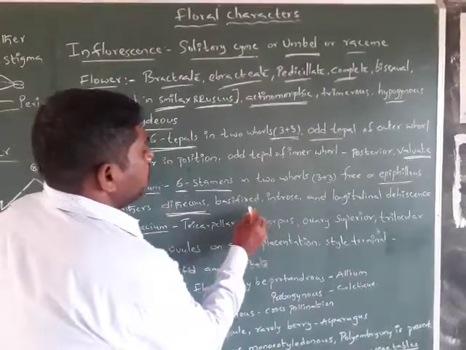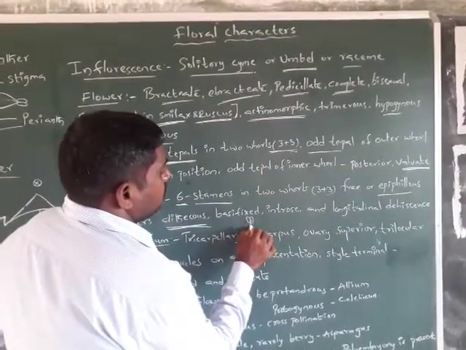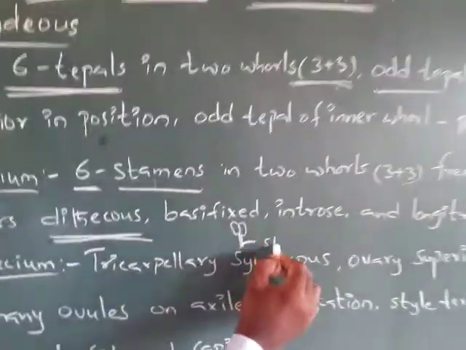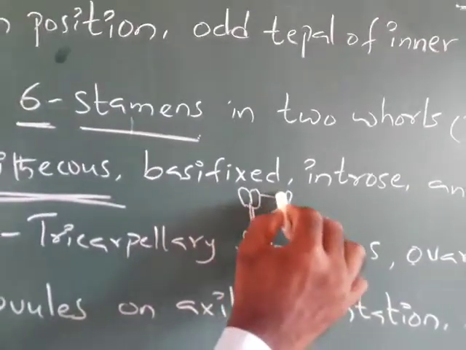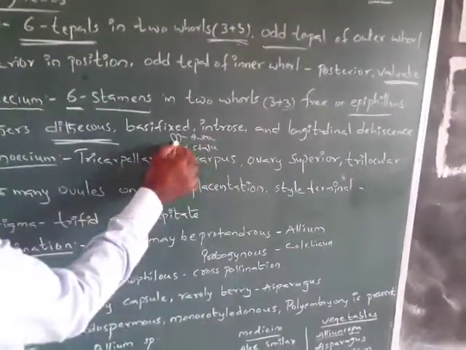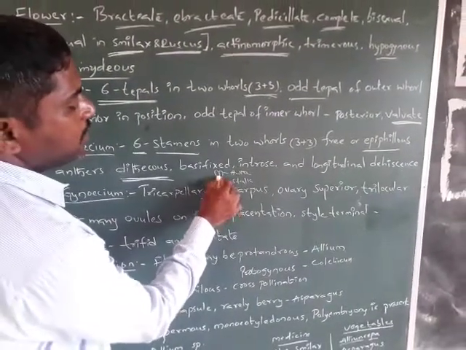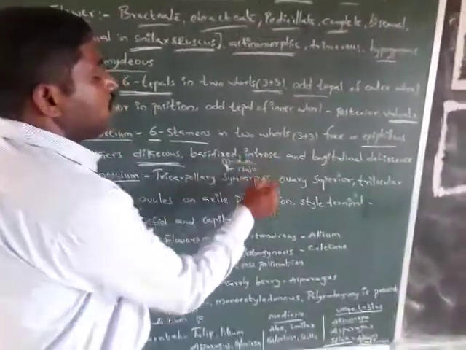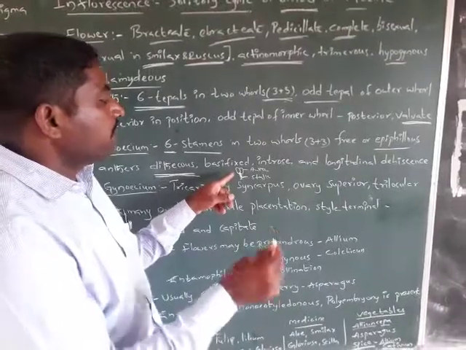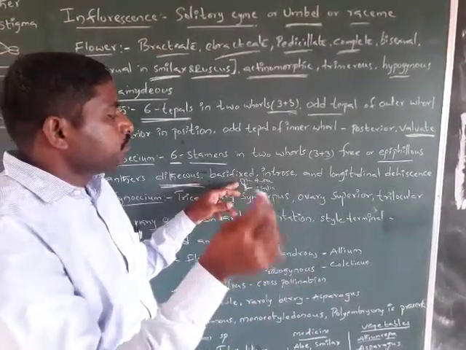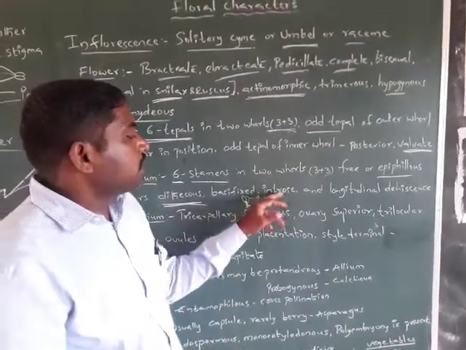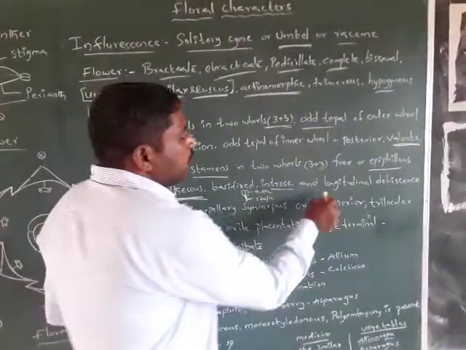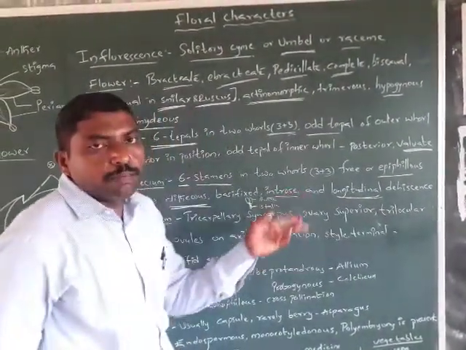And they are basifixed. See here, it is the anther. Here it is the base fixed. Here it is a filament or a stalk. Here it is the anther. The stalk which is present at the base point of the anther is called basifixed. And introrse, which means the face of the anther is towards the center of the flower. So that is called an introrse anther. And the dehiscence of the anther is longitudinal dehiscence and releases the pollen grains.